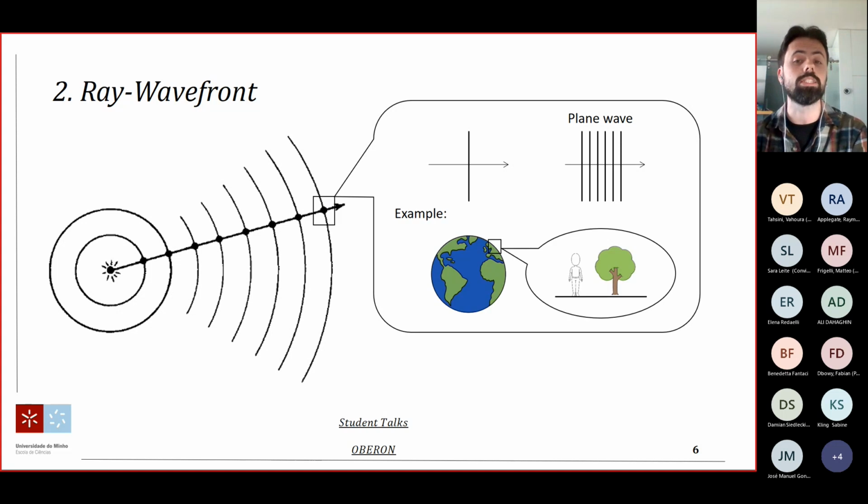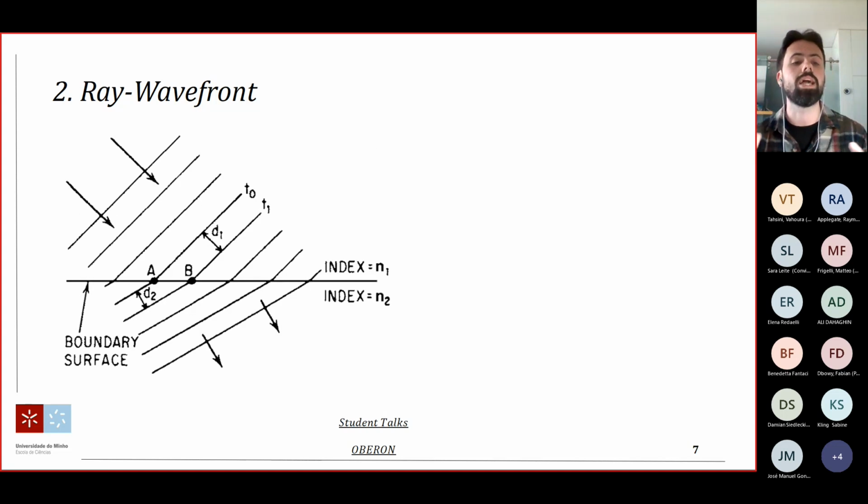The example is quite the same as in the case of the Earth, in which you feel that you're on a plane, but this is because you're in a region small enough that you can ignore the radius of curvature. So now imagine that we are going to analyze how the propagation of this radiation is going to be from one medium to another one.